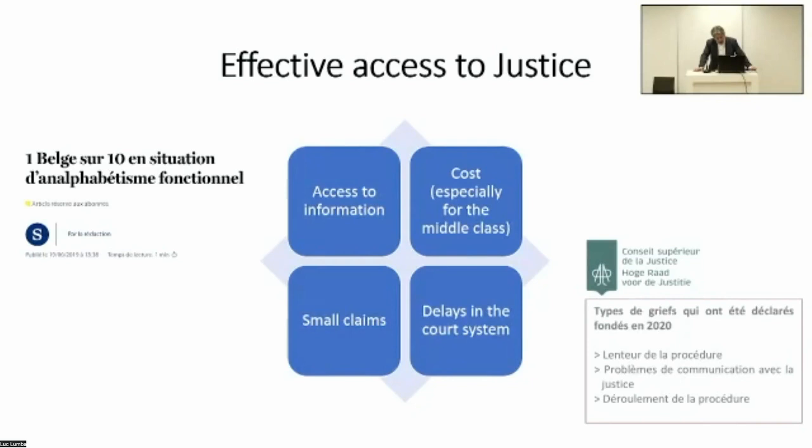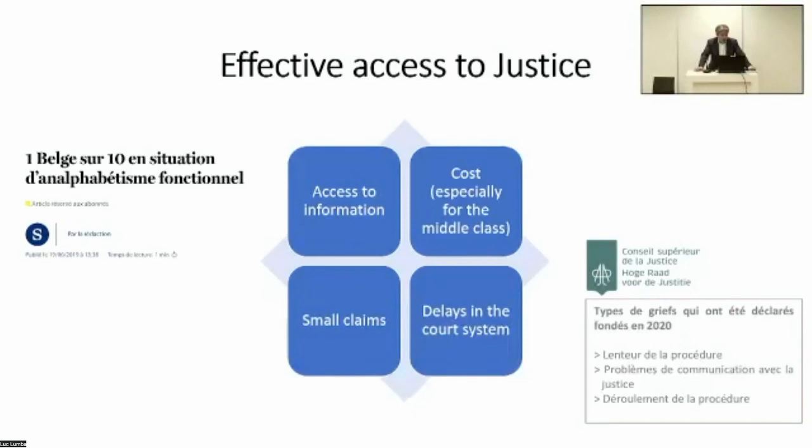The second problem is the cost of going to court. We know that going to court has a very important cost, especially for the middle class that does not benefit from judicial help. It's a problem in Belgium, of course, but it's even more a problem in other European countries or in Canada or in the US. A third problem for effective access to justice is about small claims. When you have a small claim, you do not want to pay more than the value of the claim to go to court. And so there is also a potential problem of access to justice.